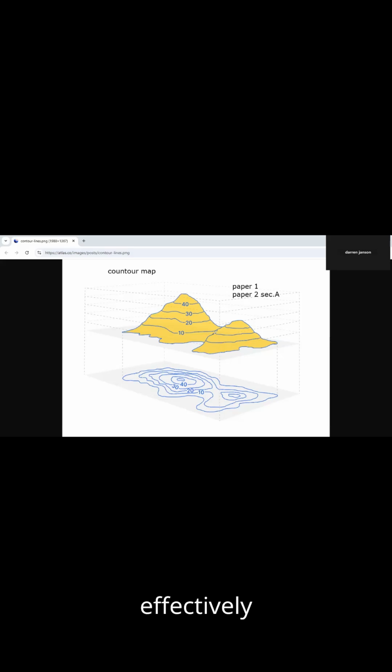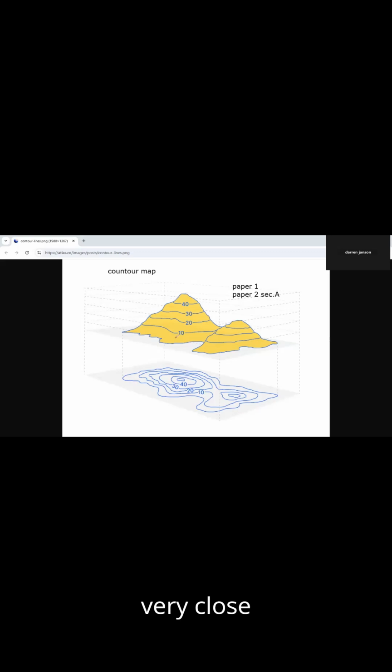To effectively ace your Paper 1 and Paper 2 Section A, I will be giving tips about how to read contour maps effectively. So contour maps represent the shape and elevation of land using contour lines. Each line connects points of equal elevation. The first thing you need to check is the contour interval, which tells you how much elevation changes between each line. This is usually written in the map key.